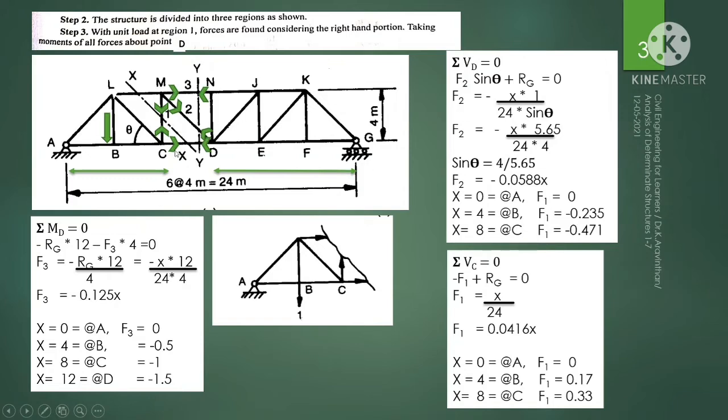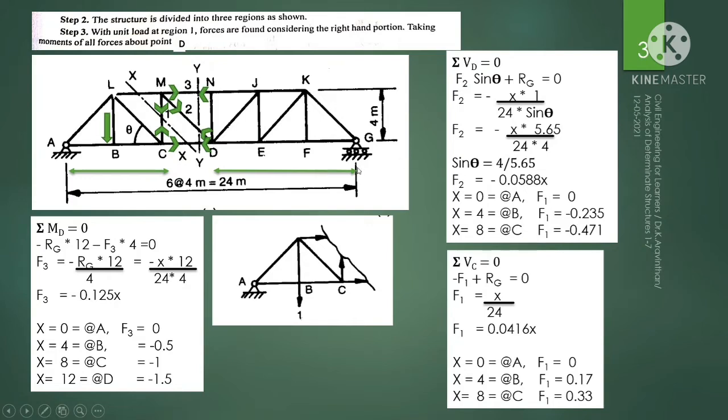So to find the theta, you have to divide opposite side by hypotenuse. So what is the opposite side? 4 meter, and you can find the hypotenuse by rooting 4 square plus 4 square. If you find that, you will be getting 5.65 as the hypotenuse. Okay, so this is our equation.